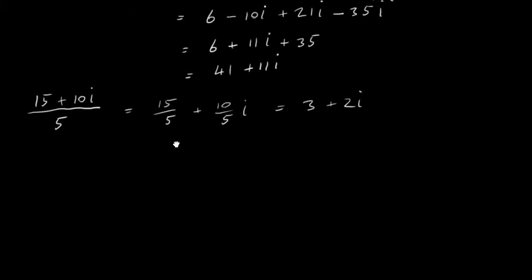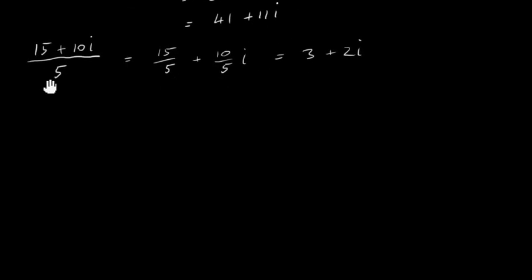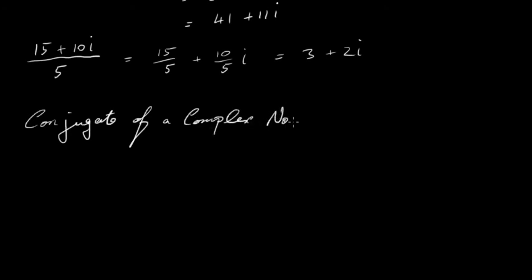Now, just before I get on to dividing one complex number by another complex number, I just want to talk about what's called the conjugate of a complex number. So the conjugate of a complex number, it sounds complicated. It's not very complicated at all.